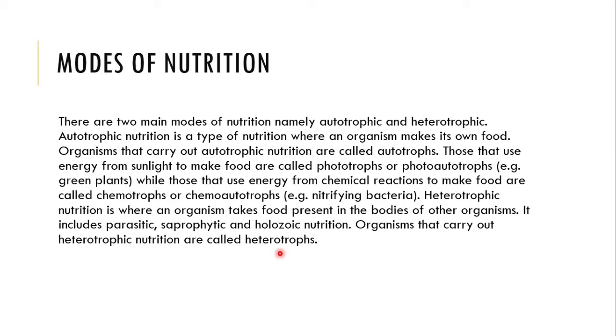When you're eating an apple, you're obtaining food which is present in that apple, because in that apple you're going to find nutrients, which is food. So you are obtaining food present in another organism, which is a plant in this case. When you're eating chicken, you're obtaining food which is present in the body of that chicken. Are you following? So we are heterotrophs. Heterotrophs are simply organisms that obtain food that is present in the bodies of other organisms. And under heterotrophs, we've got parasitic, saprophytic and holozoic nutrition.